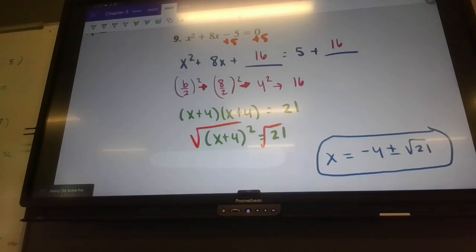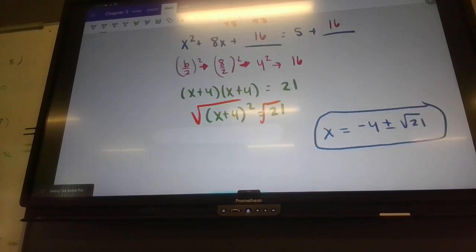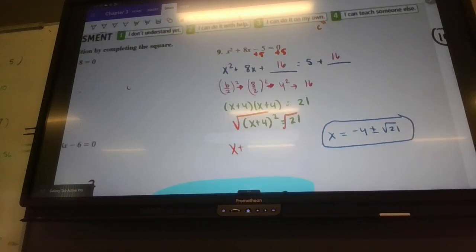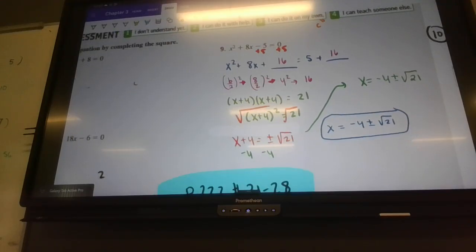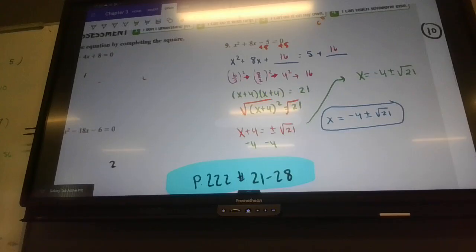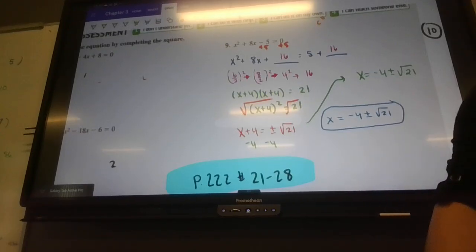Great big square root. Don't forget the plus and minus sign. Do all of that. And we're at negative 4 plus or minus the square root of 21. Some people end up liking this better than x factor.